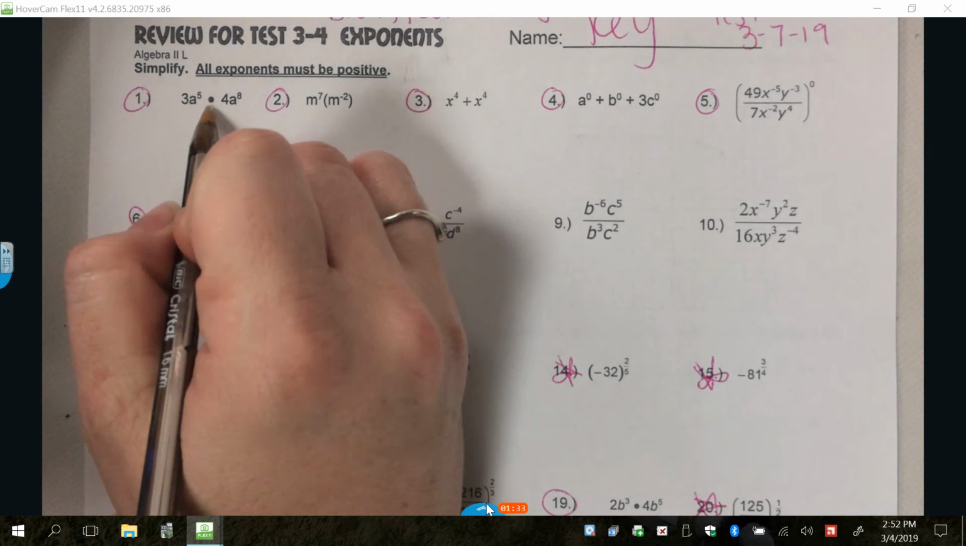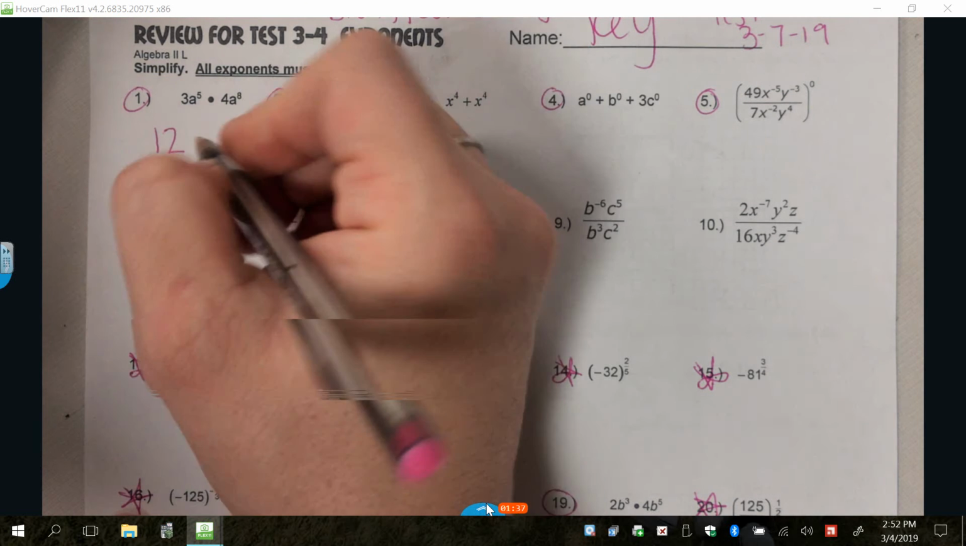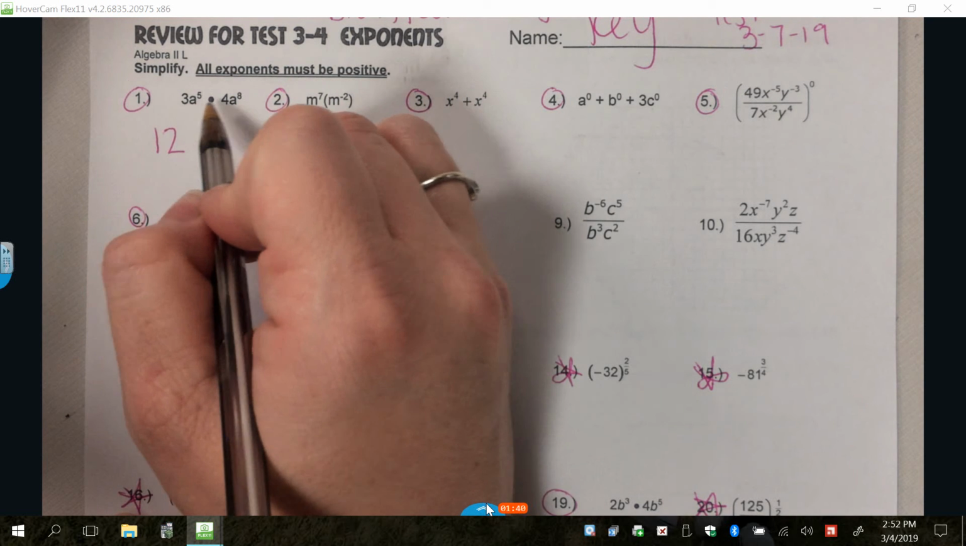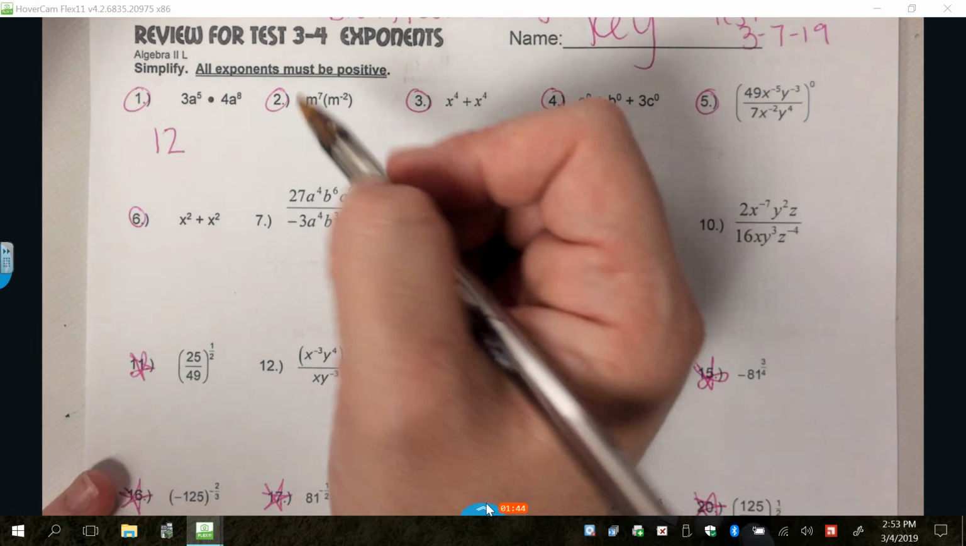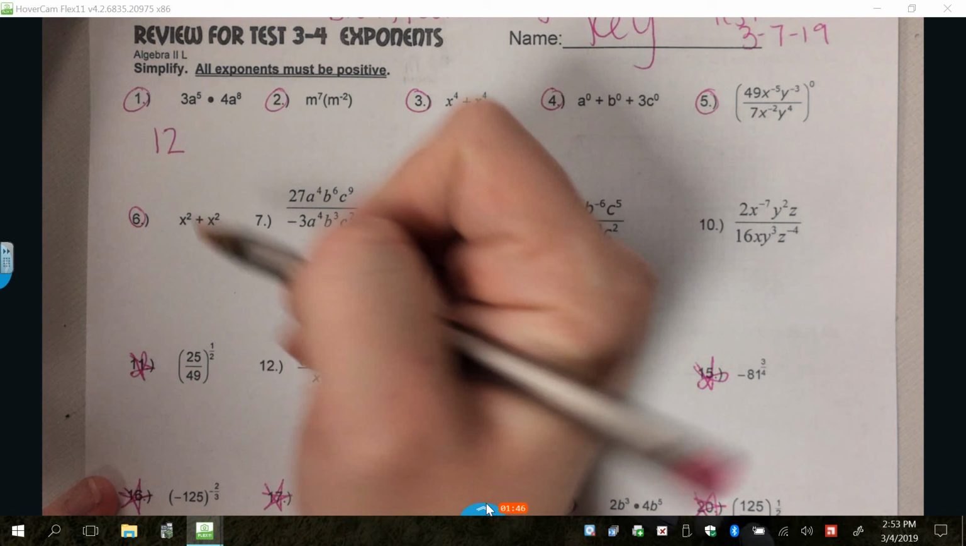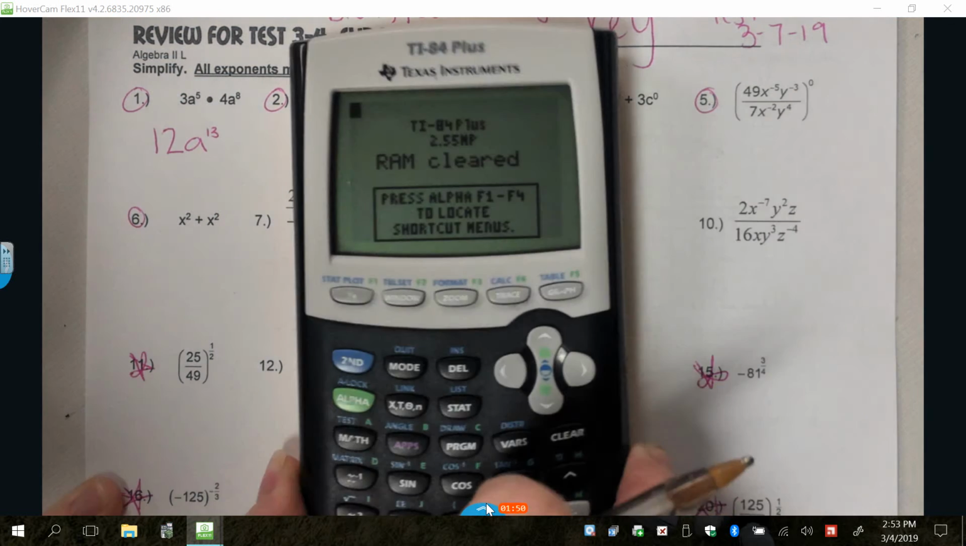So this is multiplying. Remember, with coefficients we treat them like normal: 3 times 4 is 12. But with exponents, a to the 5th times a to the 8th, remember, exponents tell how many times you multiply something. So we multiplied it 5 times and we multiplied it 8 more times. So 8 plus 5 is 13. Remember, you add exponents.